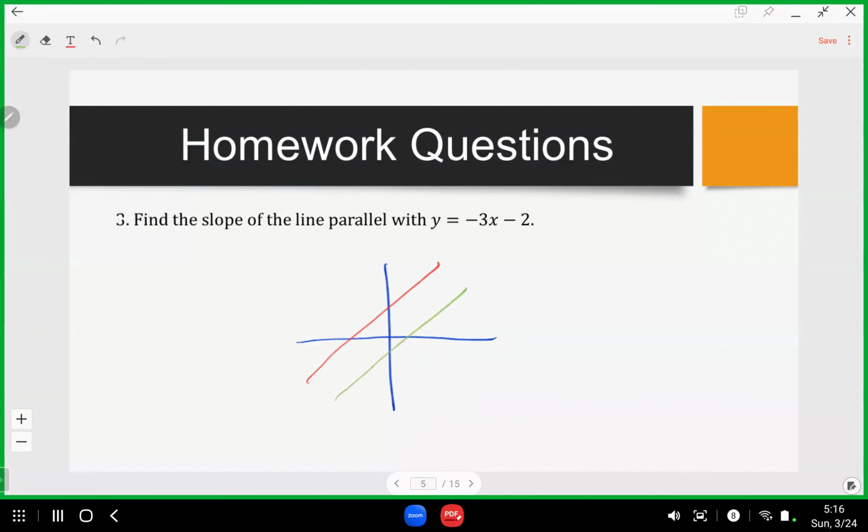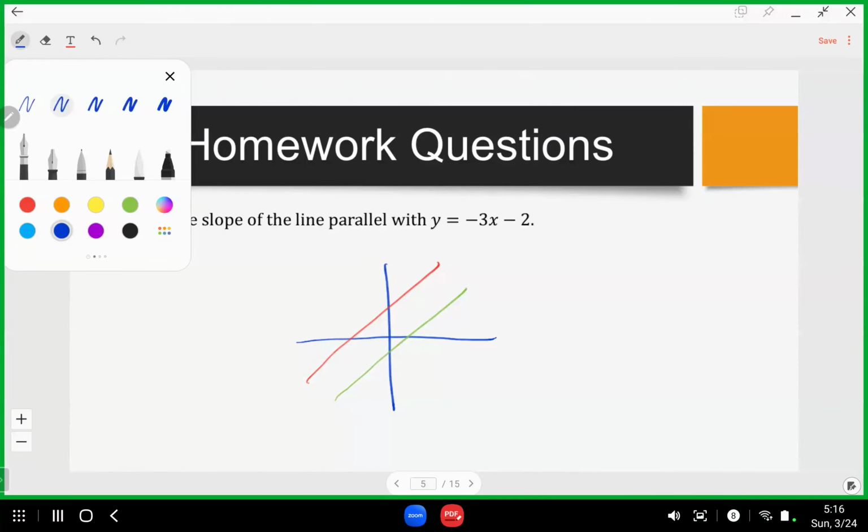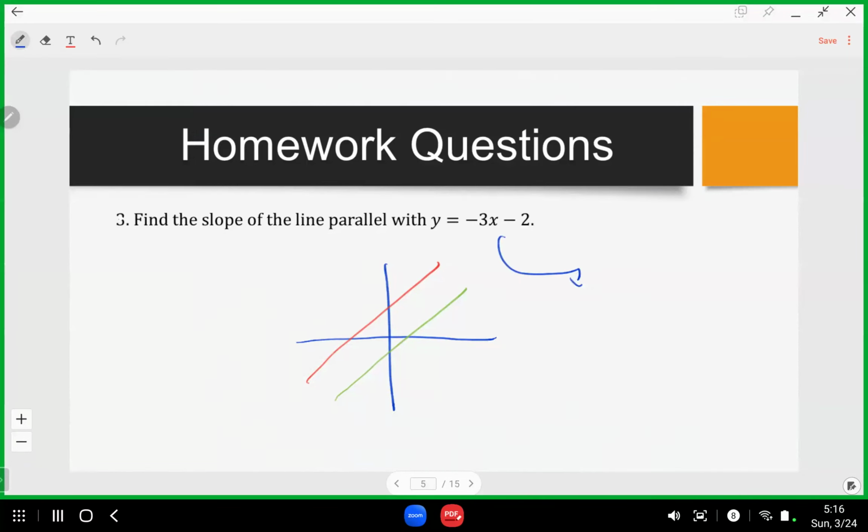And the only way they will never touch each other is if they increase the same exact way and they decrease the same exact way. They move the exact same way, or the rate of change is the exact same. So thus, we must have the same exact slope, must be -3. Okay.